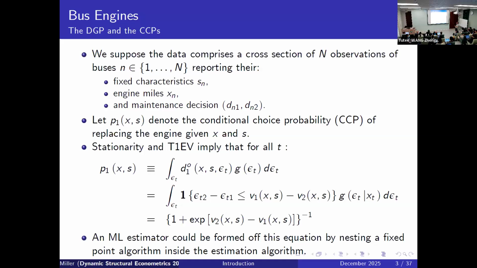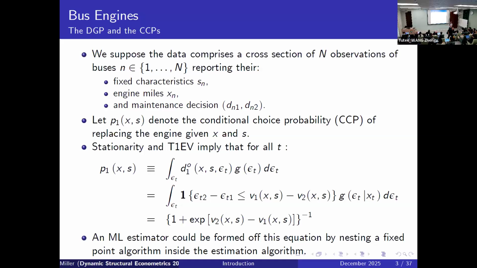So we'll let the conditional choice probability be the probability that they actually make one decision versus the other, given the state variables or the observed variables that you see, but integrating over those epsilons that you don't see, okay? As a probability.